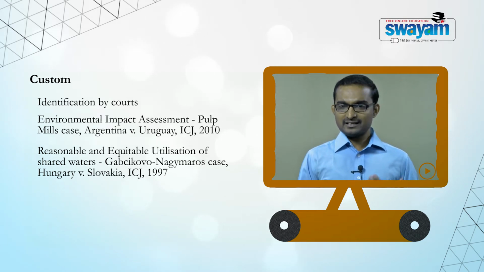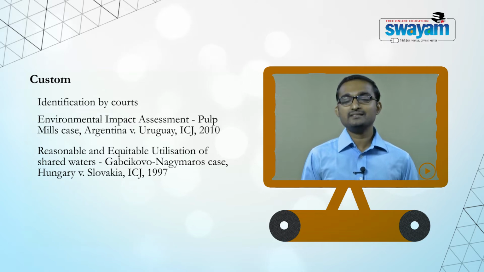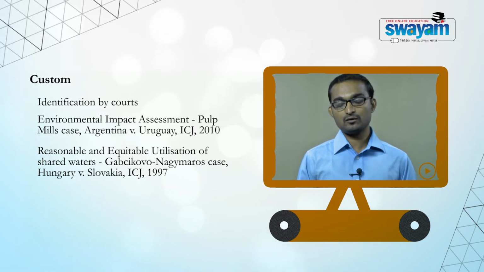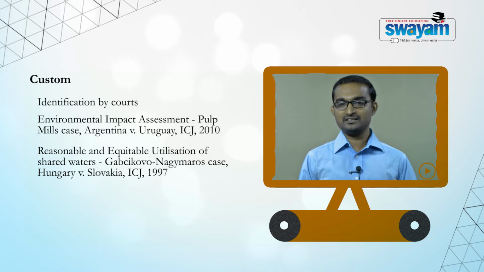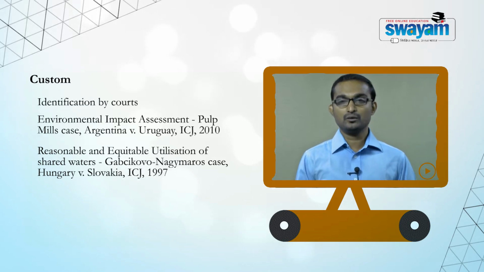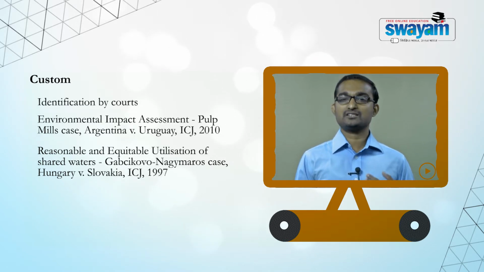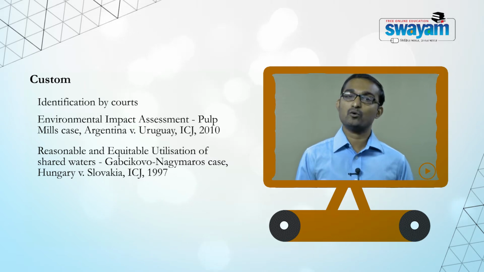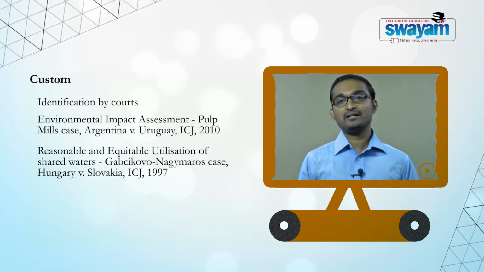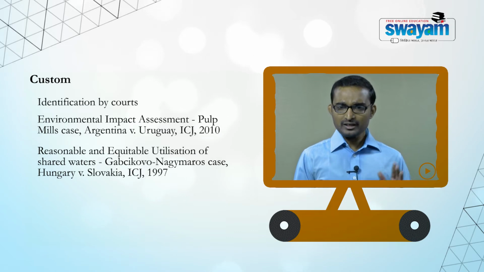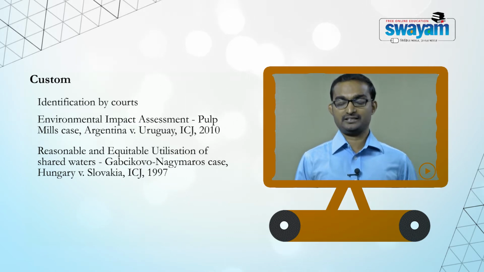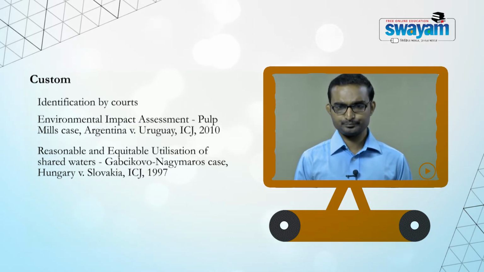Instead, by identifying these as customary rules, the International Court of Justice has made them part of customary rules, and when we consider something a customary rule, it is binding upon almost all states, unless a particular state or states have been a persistent objector in terms of these rules.